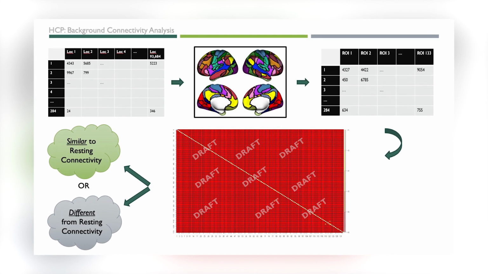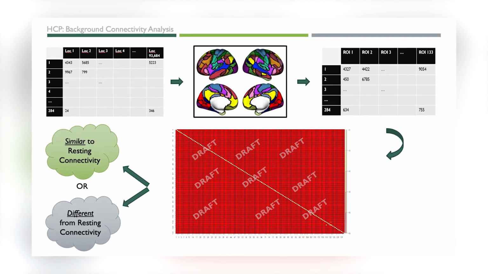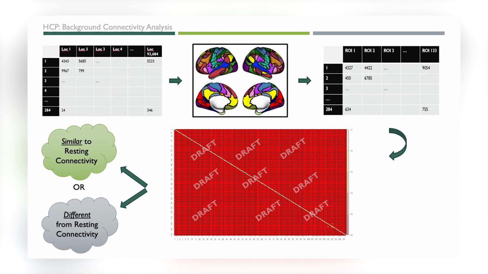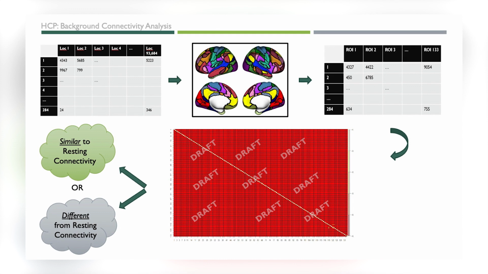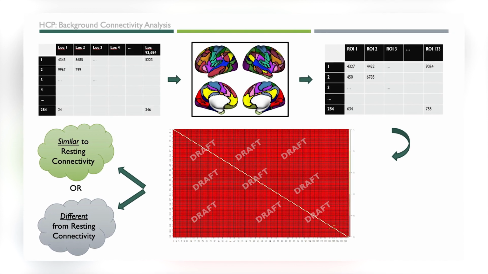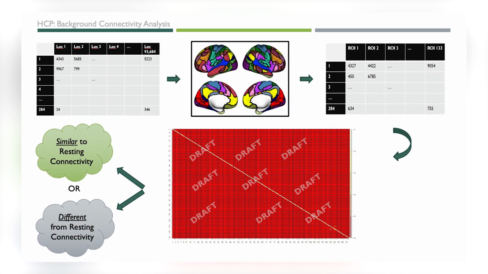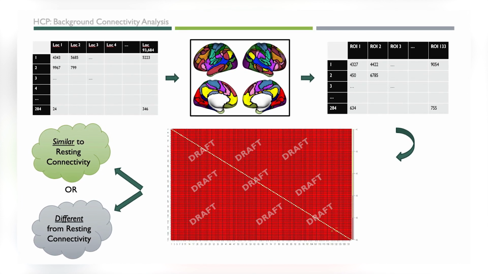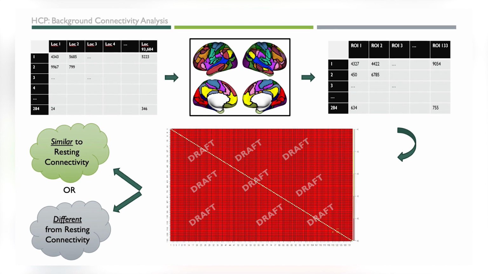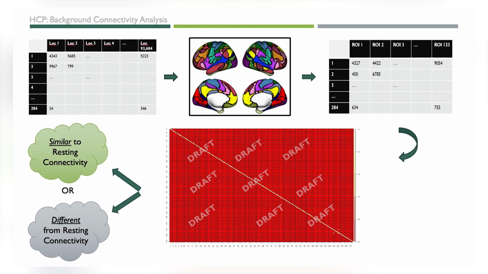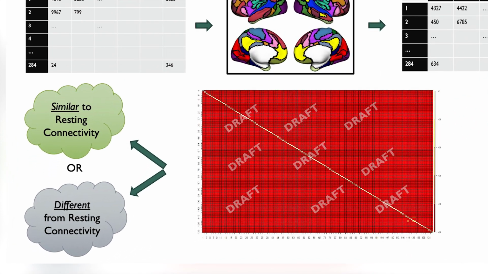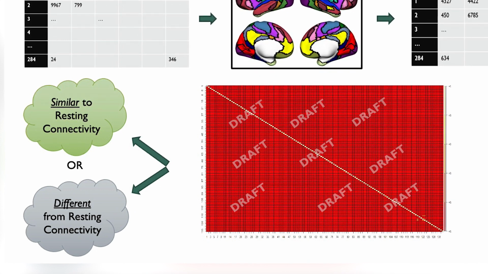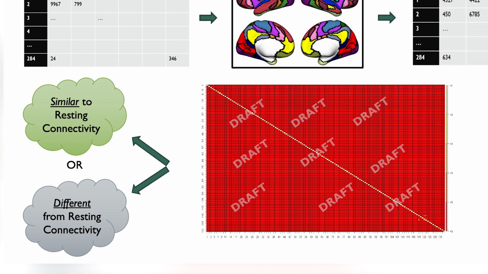Now, we do the same process of combining these into 133 regions of interest because we want to end up with something that we can compare to the resting state to see whether there's similarities or differences between resting state connectivity and background connectivity. So again, we end up with our new matrix, which has 133 regions, or columns, and 284 time points. Again, exactly the same as what was applied to the resting state data.